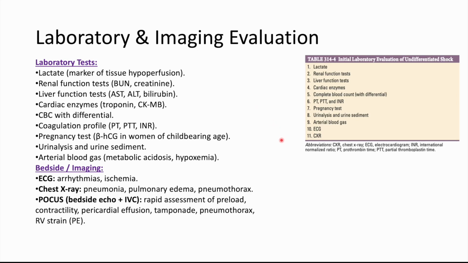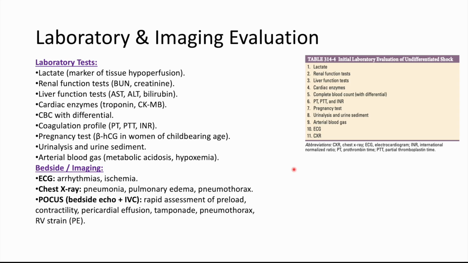Then CBC reveals anemia, leukocytosis, or thrombocytopenia. The coagulation profile detects disseminated intravascular coagulation or coagulopathy. And in women of childbearing age, beta HCG must be checked to rule out unruptured ectopic pregnancy. Then ABG usually shows metabolic acidosis with elevated lactate.